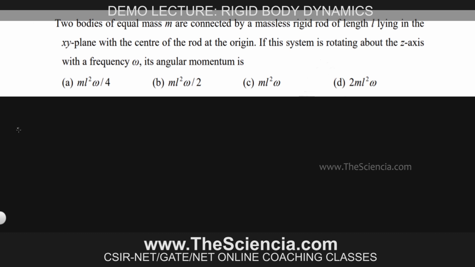See another NET problem. It's also a part C problem, that means a 5 marks question. You look at the problem, it is very simple. You can answer within 5 seconds. That means they ask simple problems in the C part. So how can we solve this problem? Here the problem is about angular momentum.